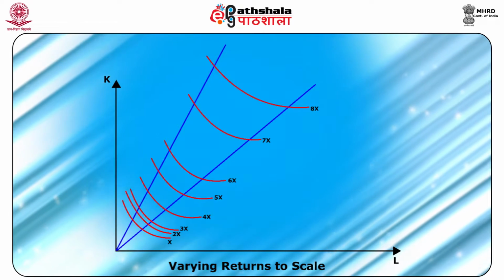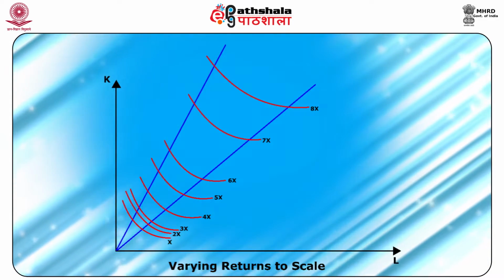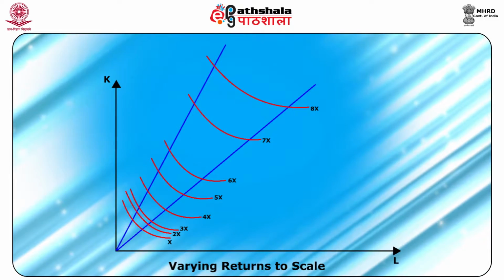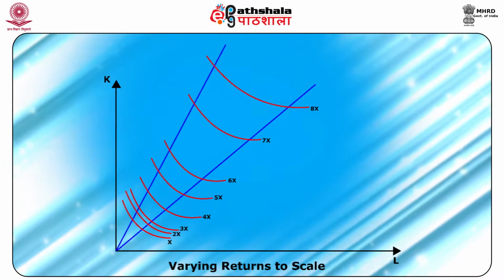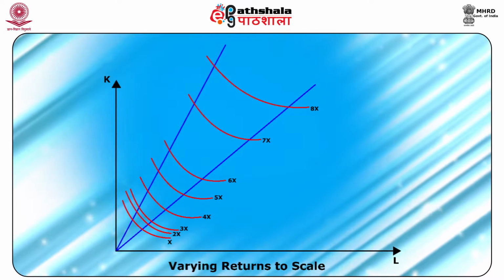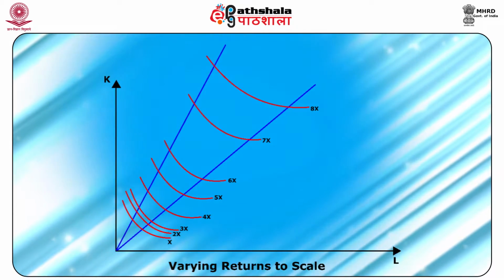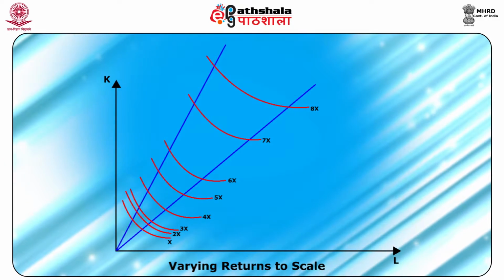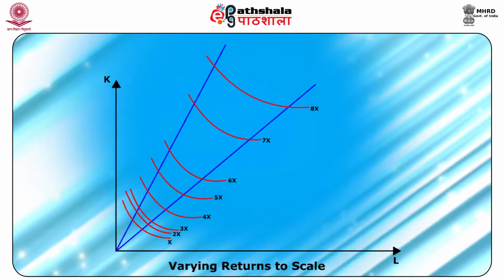In a single production function, the three phases of returns to scale occur in the order of increasing, constant and diminishing returns to scale. In the long run, as a firm continues its production, eventually diminishing returns to scale sets in after passing through the phases of increasing and constant returns to scale.